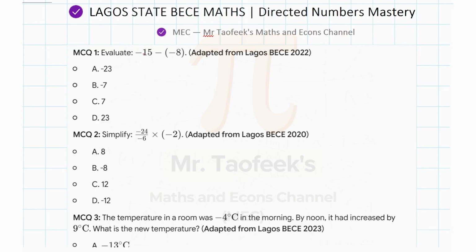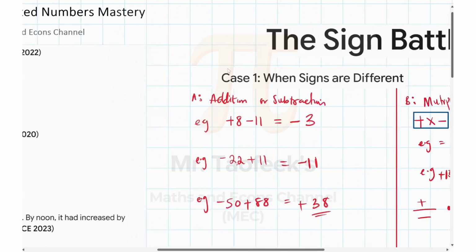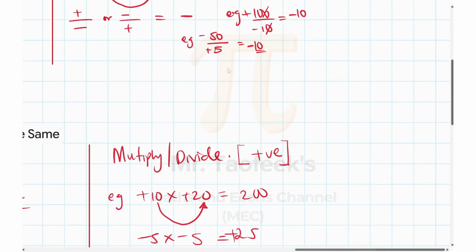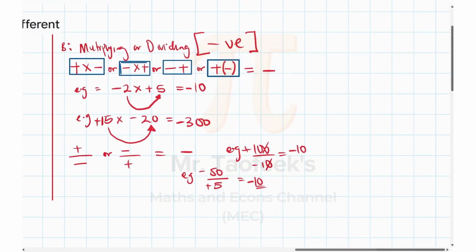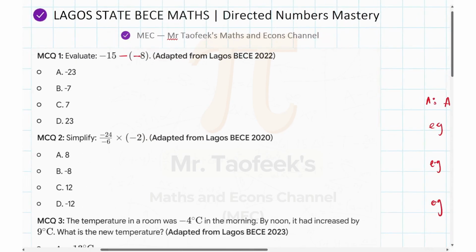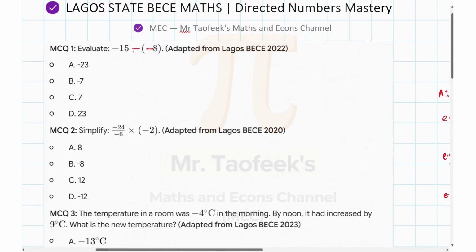This question says evaluate minus 15 minus minus 8. You see this minus minus? Just like I said earlier, that is when the signs are multiplying. Once you start to see minus minus, plus plus beside each other, you see two signs beside each other without any number between them. It just means they are multiplying. So start by multiplying, and this is a bit of application of BECE Maths, where you have to do your multiplication before any addition or subtraction.